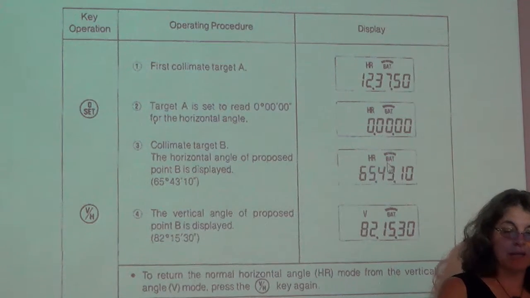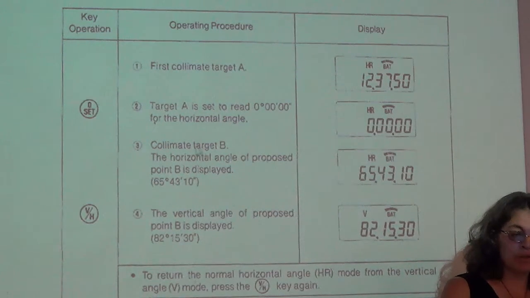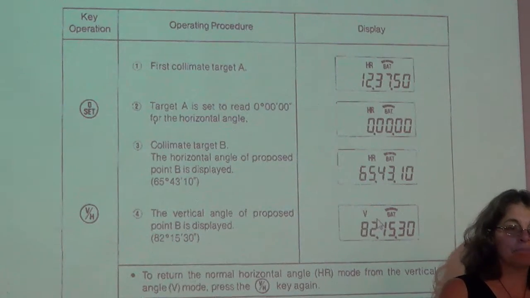This is the horizontal angle, but this is not angle by repetition, right? We didn't press the REP button. We also wanted to know what the vertical angle is. So then you press the HV button and you get the vertical angle.